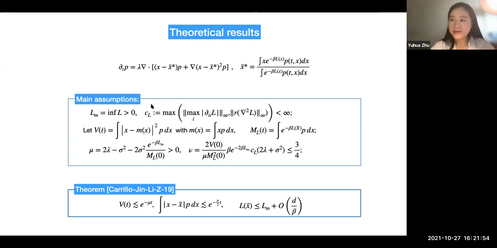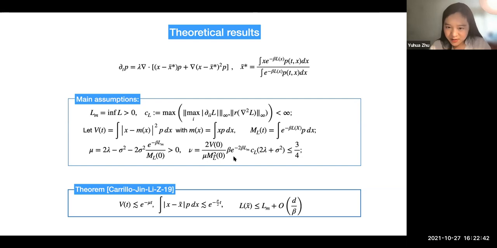Here are some main assumptions. We first need to assume the minimum of the loss function is larger than zero. And we have an assumption on the second derivative of the loss function, which we need to be bounded. And we assume that the variance of the particles X is V, we call it V. And the weight of the exponential function is M. And we have some conditions and assumptions on the lambda and the sigma and the initial variance and initial weight.